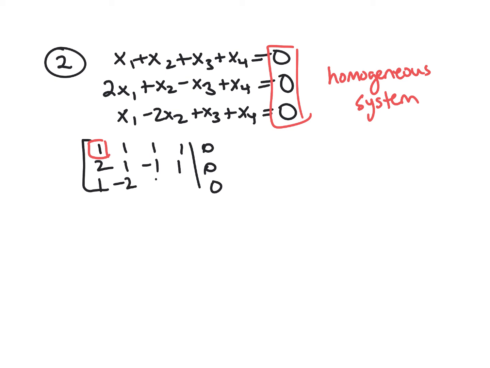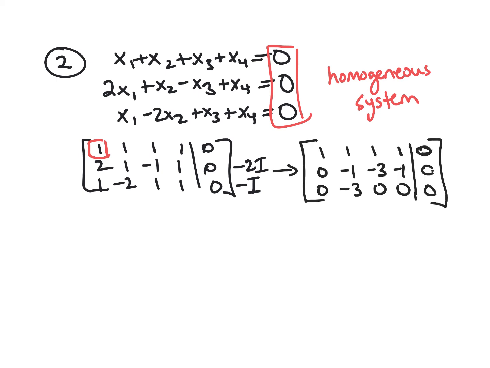So we're going to be able to really eliminate everything below that right away. So we'll do that in just one step here. So 2 times row 1 will subtract from row 2, and just subtract row 1 from row 3 as well. So that results in this matrix, and we'll then look at the next pivot. We want this to be 1, so we'll go ahead and make it 1. We'll multiply by negative 1 here.